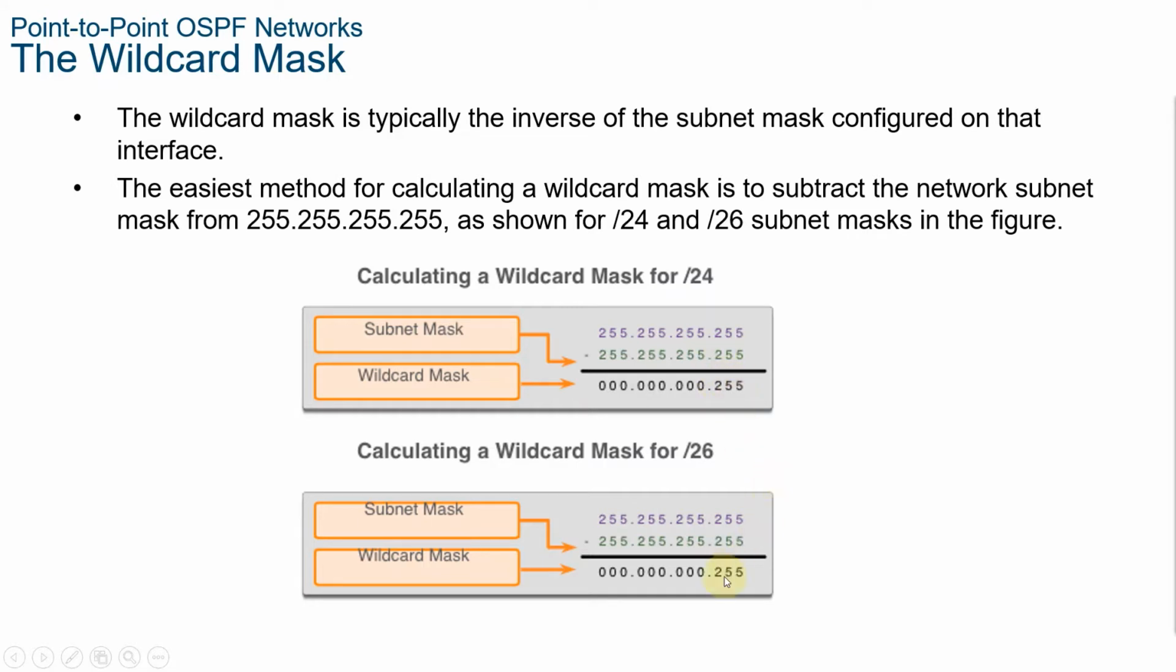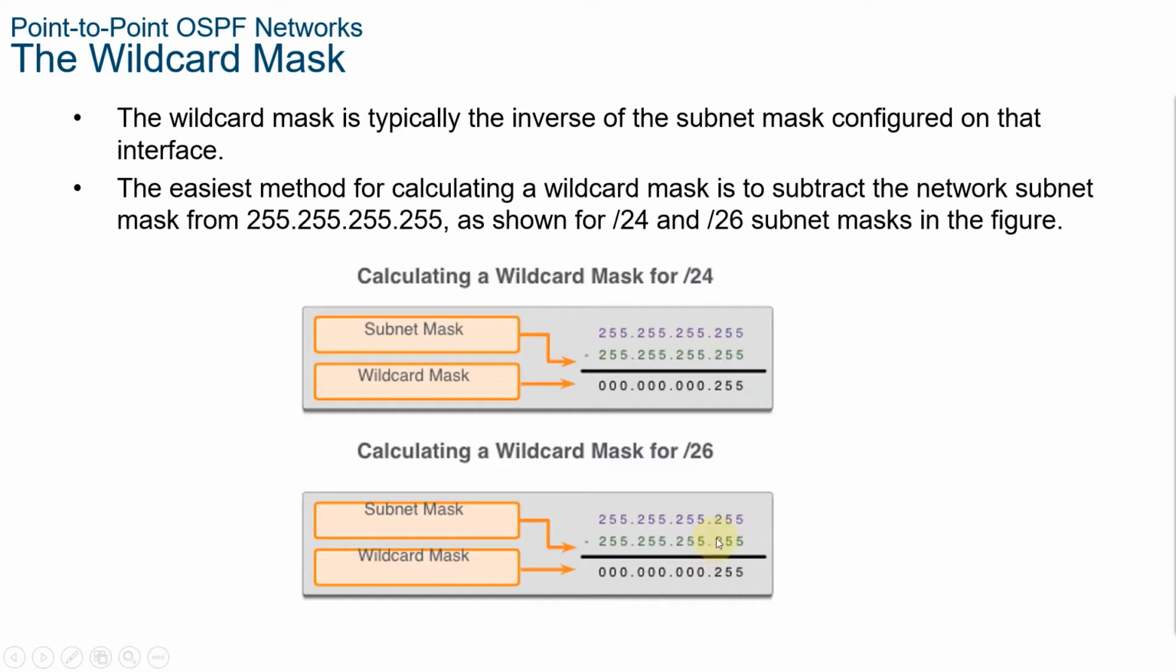The wildcard mask bit 0 matches the corresponding bit value in the address, and the wildcard mask bit 1 ignores the corresponding bit value in the address. The easiest method for calculating a wildcard mask is to subtract the network subnet mask from 255.255.255.255, as shown for /24 and /26 subnet masks in the figure.